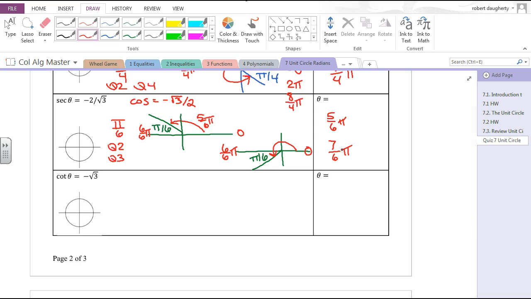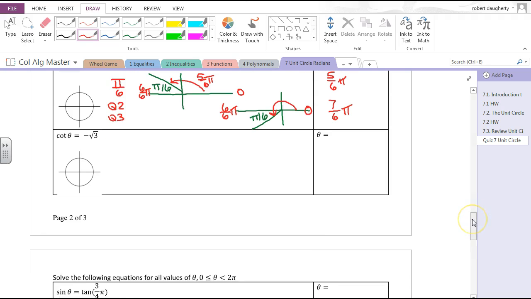Cotangent is negative square root of 3. Okay? So cotangent is negative square root of 3. That means that x over y is going to be negative square root of 3. So where can I have x over y and get a square root of 3? Well, that happens at pi over 6. So at pi over 6, your x coordinate is square root of 3 over 2. Excuse me, I wrote that wrong.